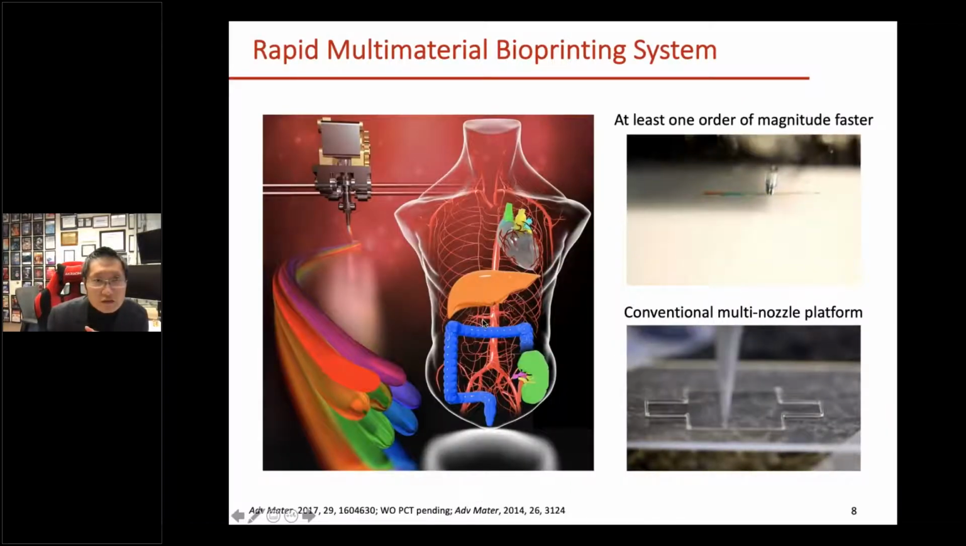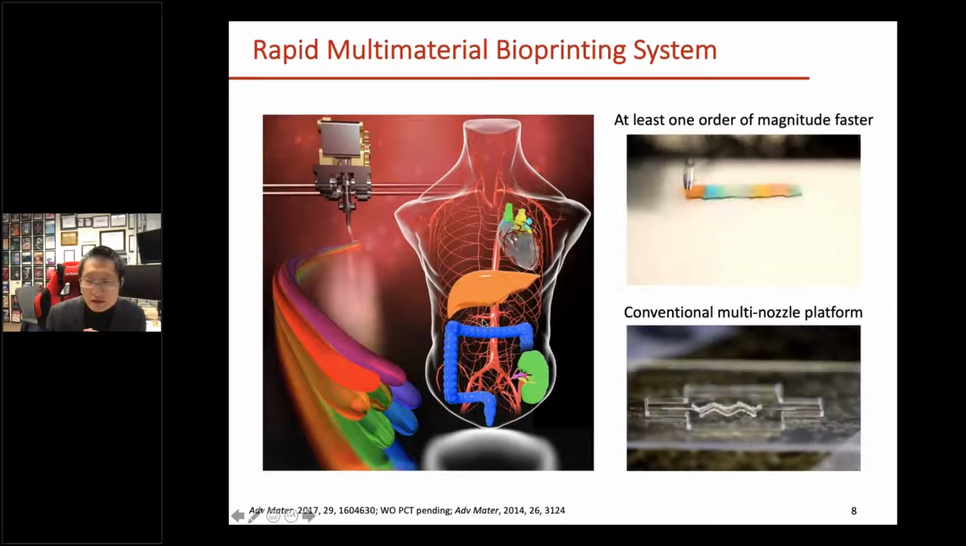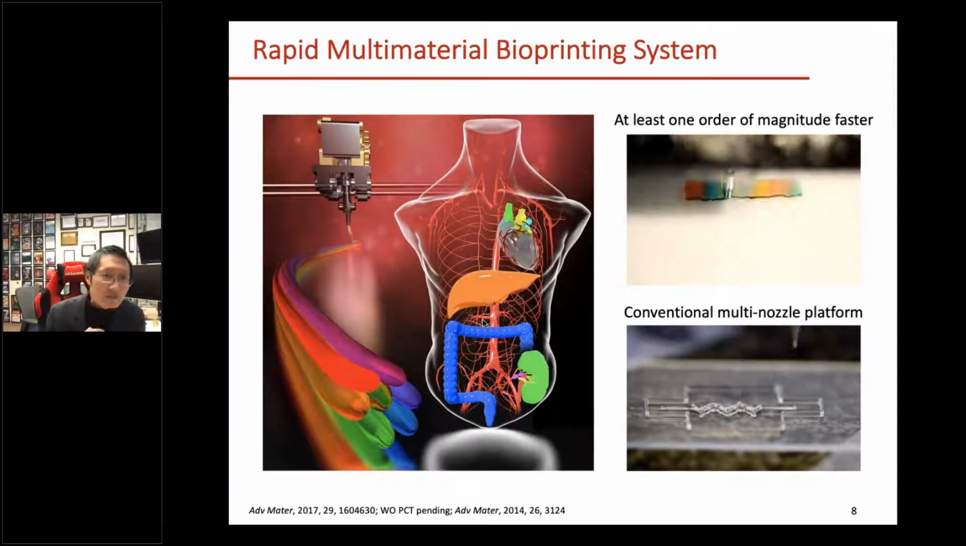So one of the first examples I'm going to give is multi-material bioprinting. This is actually some work that we worked on a few years ago that we termed rapid multi-material bioprinting.